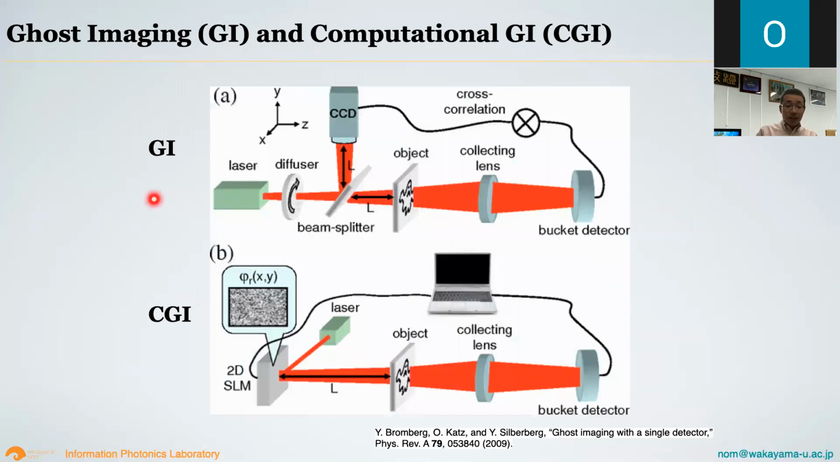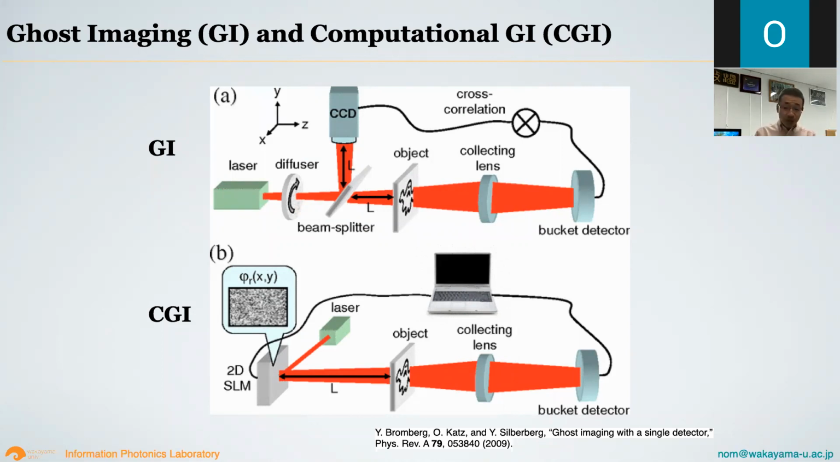This is GI, this is the CGI. Ghost imaging using some diffuser to make a speckle pattern. So conventional GI detects the speckle pattern with a CCD camera, then calculates something to retrieve the image.